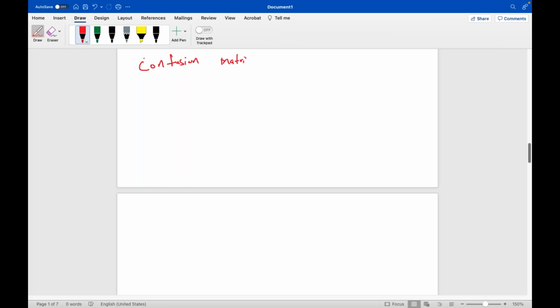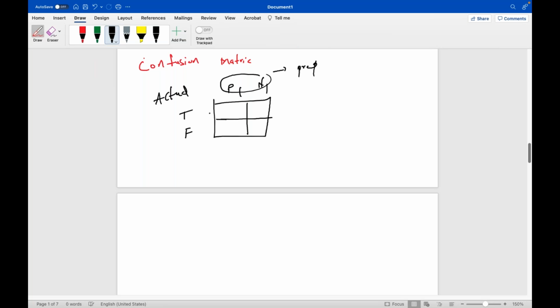When it is the confusion matrix, we need to remember two things: actual and predicted. Actual versus predicted. So this is true, for example positive, and this could be negative. This is true and this is false. This is the actual data, and this could be the predicted. These values are predicted. So here predicted is true and actual is also true.